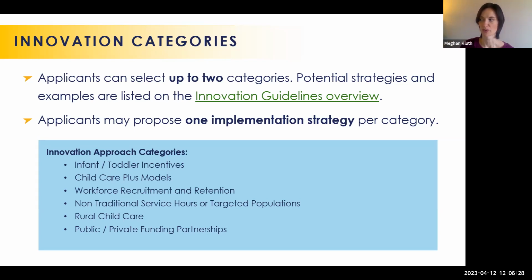But again, we'll walk through what strategies within that and some examples are, and we'll do that now, but it's also listed on that innovations guidelines overview document if you need a refresher after today. So there's 6 categories. Applicants can choose up to 2. And then within each category, you can propose 1 implementation strategy.